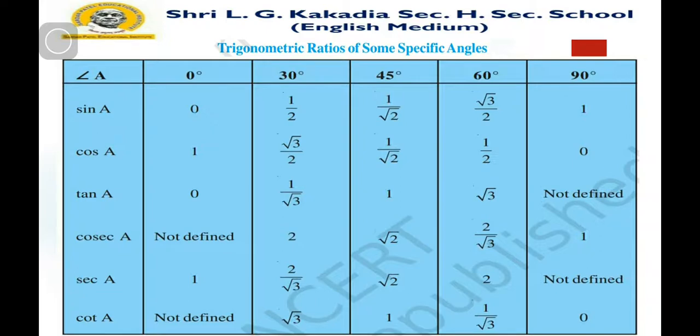As well as cot A. Cot A is the reciprocal of tan A. So not defined, square root 3, 1, 1 over square root 3 and 0. By using all these values, we are going to solve the given examples.